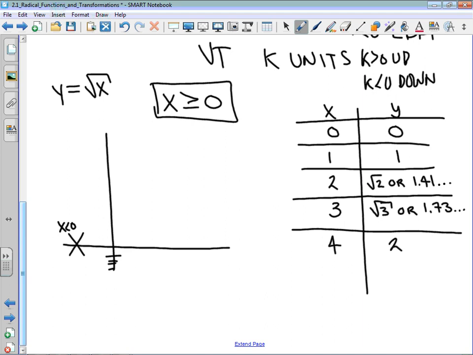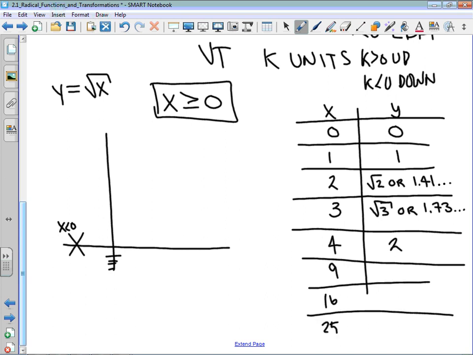And that's why I'm not going to write 5 and 6 and 7 and 8, because really the best numbers to use for x are those perfect squares. So if I choose 9 and 16, and maybe I'll do one more, I'll do 25 down here. When x is 9, y is 3. When x is 16, y is 4. And when x is 25, oh, I almost messed up there, y is 5.